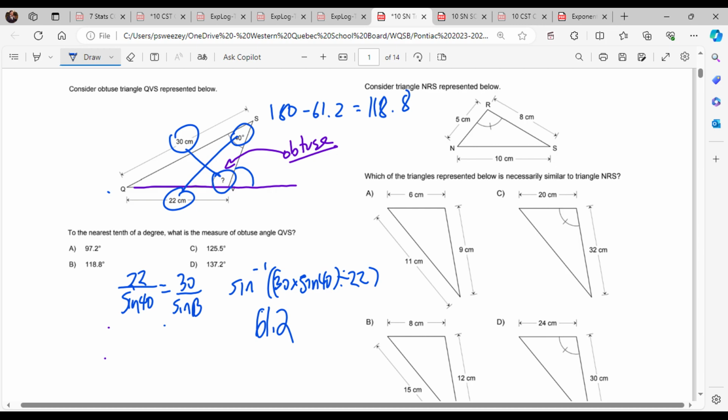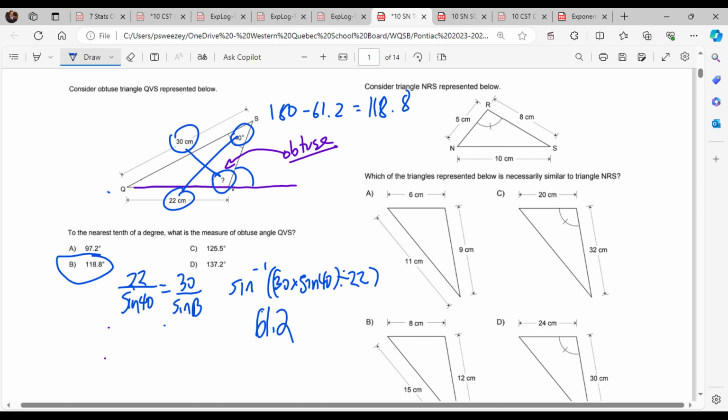The only thing I would check is when you paired things off, was the 30 over the angle you're looking for, and the 22 over the sine 40, right? I think I put that in my calculator. Then just look at that string of values and ask, did I do that right? But don't forget that we're having to subtract from 180, and hence why we would land with 118.8.